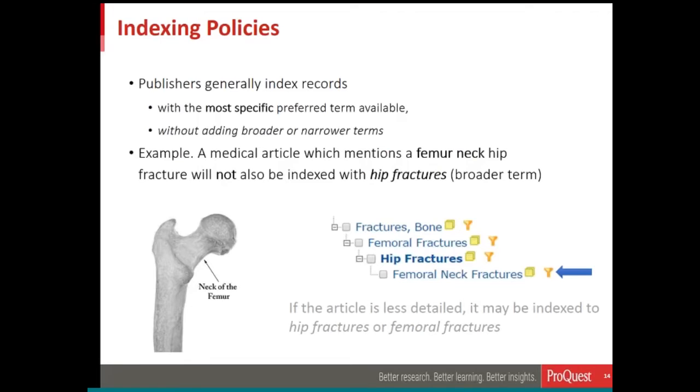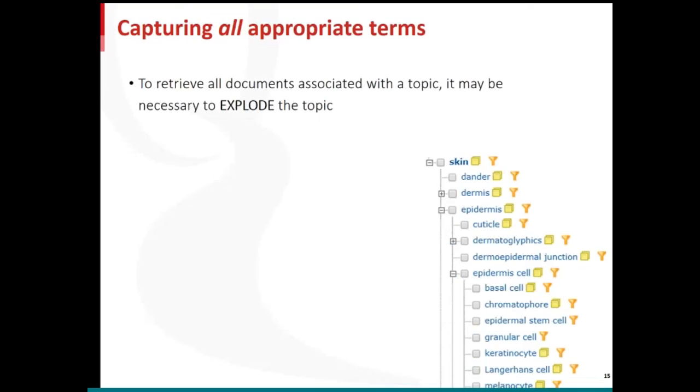Okay, that's not so bad, but if a term is less detailed, if it says it had a hip fracture, or even higher level, if it had a femoral fracture, it will not pick up the narrower term. So in this case, that less detailed article is looking at hip fractures, but it will not be indexed with the femoral neck fractures. And I can miss this whole section of narrower terms unless I also include that narrower term. So this is where the indexing policies become very important. It's indexed to the very specific level of the term that they have available in the thesaurus.